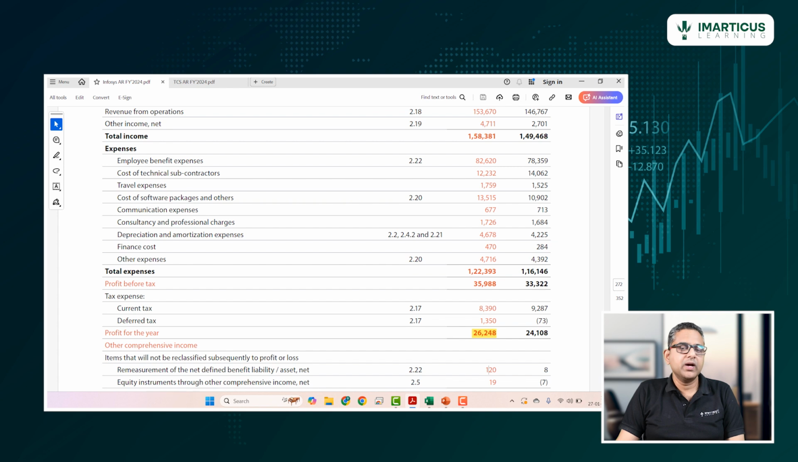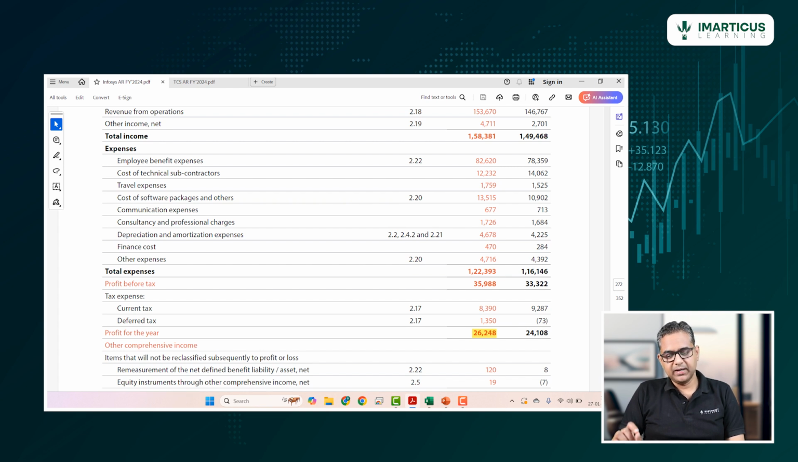But just by looking at absolute number, can I figure out why have the profits increased? Is it only because of increase in revenue, or is it also because of operational efficiency, or is it because of relatively lesser increase in expenses? Right. So that becomes difficult when we look at absolute numbers only, and that is where ratio analysis comes in.